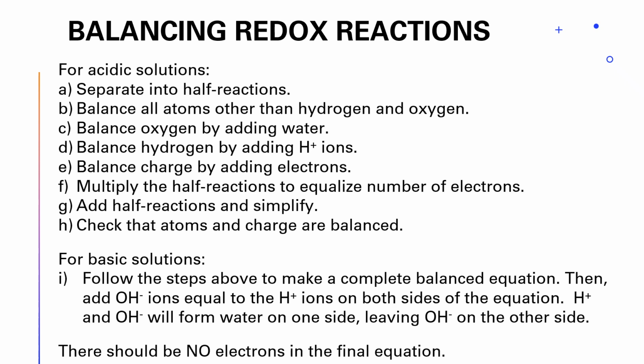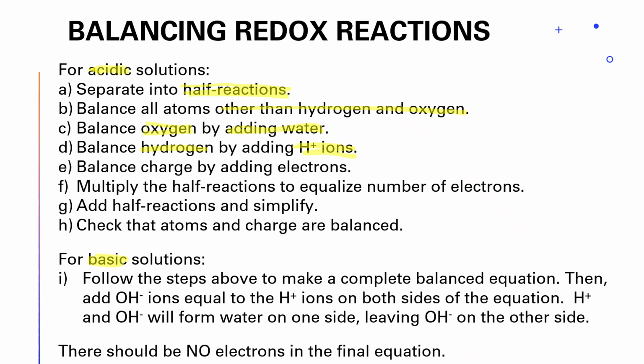So when you're balancing a redox reaction, it's going to matter whether you have an acidic solution or a basic solution. And most of the steps are the same. The basic solution just has one extra. So what we're going to do is separate the reaction into half reactions. We're going to balance everything other than hydrogen and oxygen. And then to balance oxygen, we're going to add water. To balance hydrogen, we're going to add H plus ions because those are in acids.